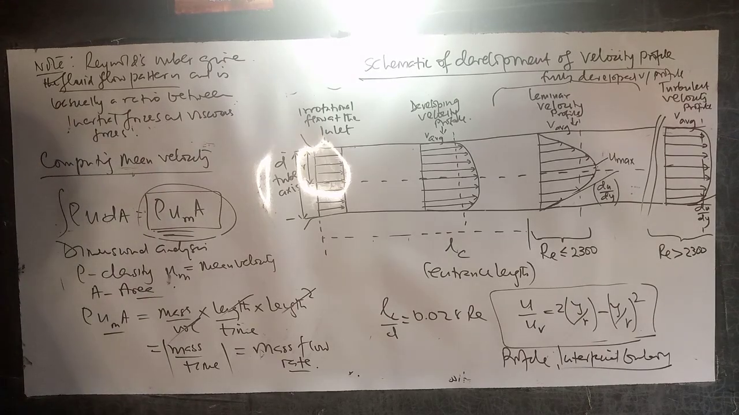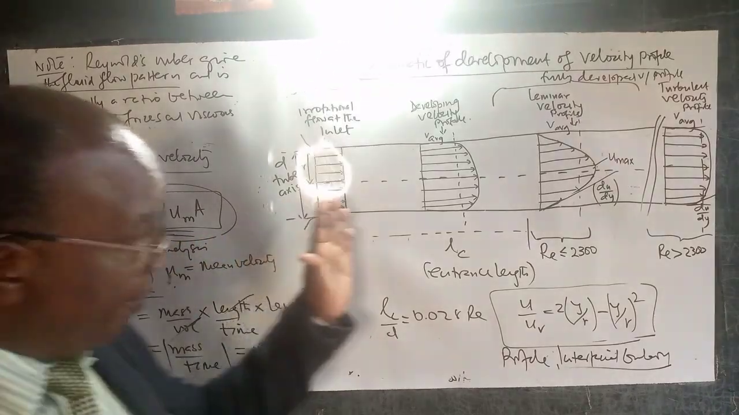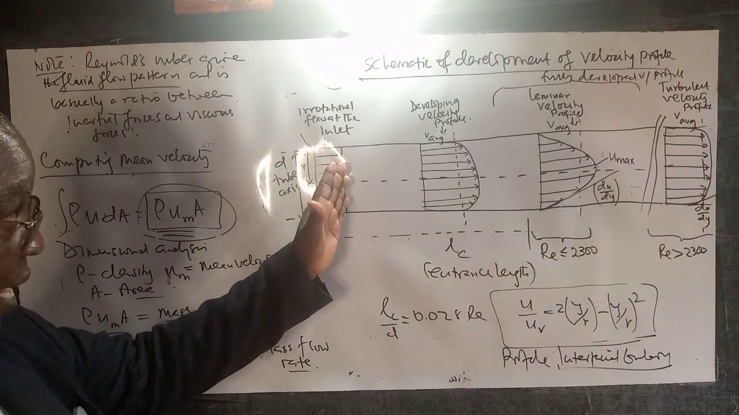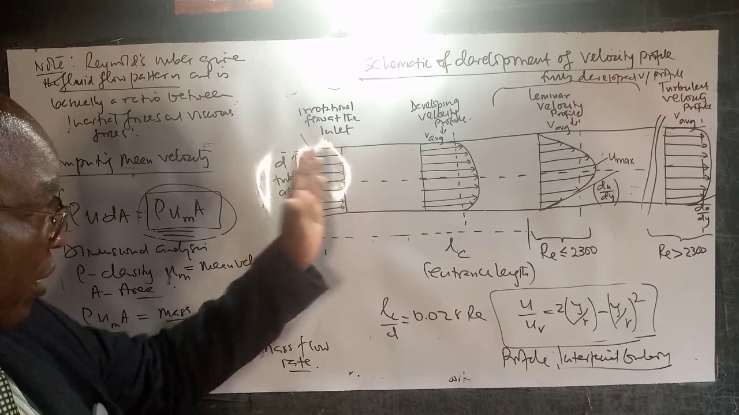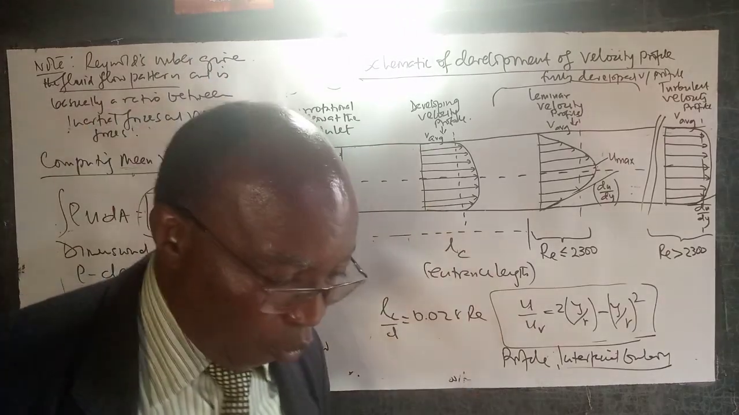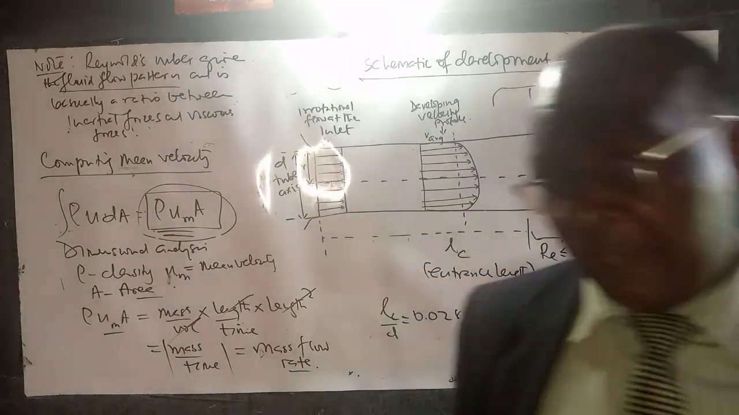One of the things which we have now seen is that there is progressive development of the velocity profile. The laminar flow velocity profile doesn't develop at the entrance straight away. It develops gradually as the fluid flows through the system.